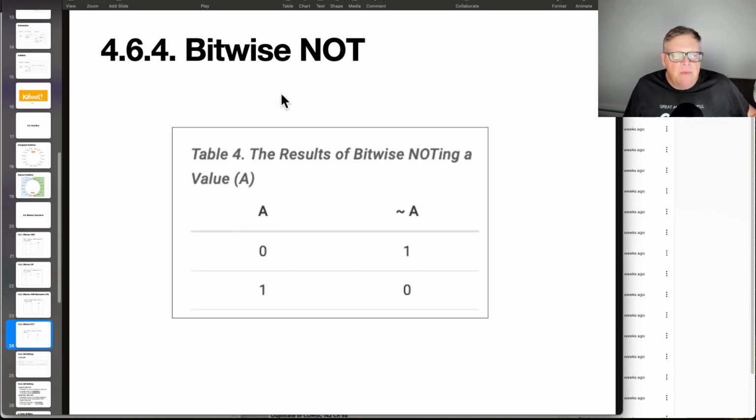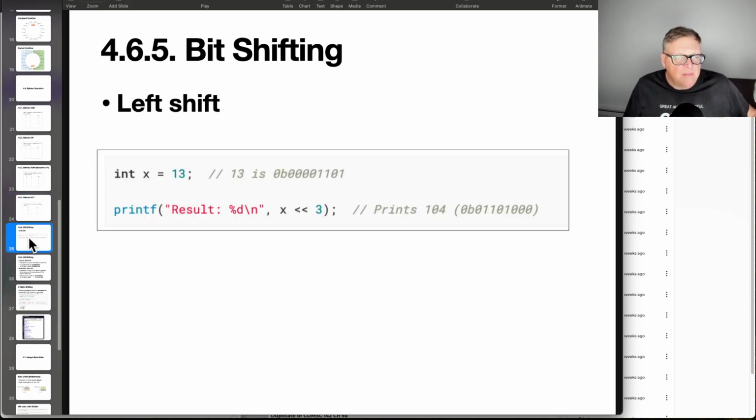All right, and then you got NOT, of course. NOT just flips a bit. So 0 goes to 1 and 1 goes to 0. All right. And then you can do bit shifting. So if I have 13, 13 is this in binary, 1101, and now I can shift it to the left 3, and that means you shift these bits, each bit to the left, and you fill in with zeros on the right.